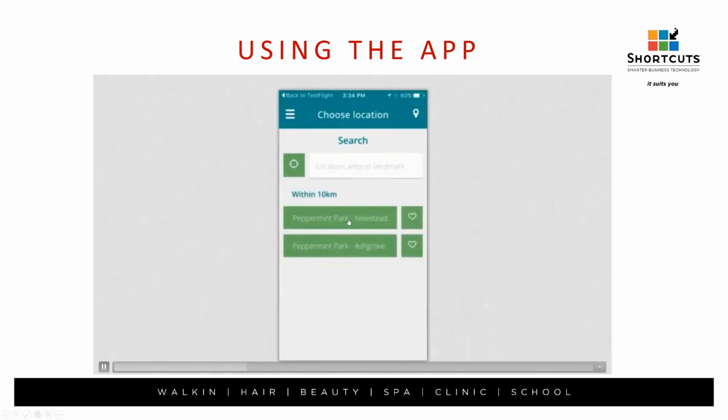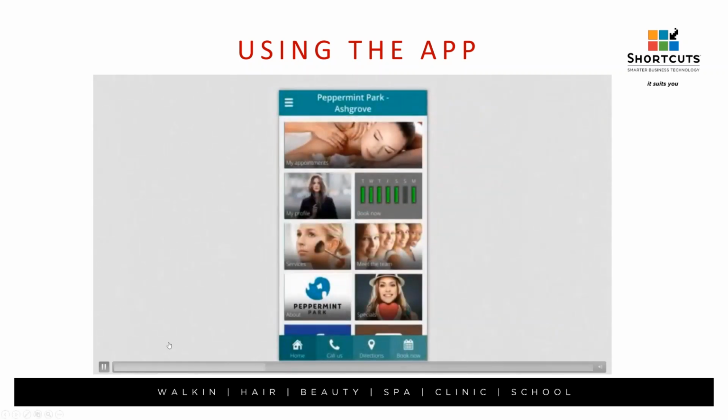Once I have selected the business location name, the business location dashboard will appear. So it will display however you have configured it within the My Salon app settings tile on the dashboard section. As you can see here, we have My Appointments with your picture up the top, the label on the left-hand corner of that tile, My Profile, you have Book Now, Services, Meet the Team, and About Us, etc.